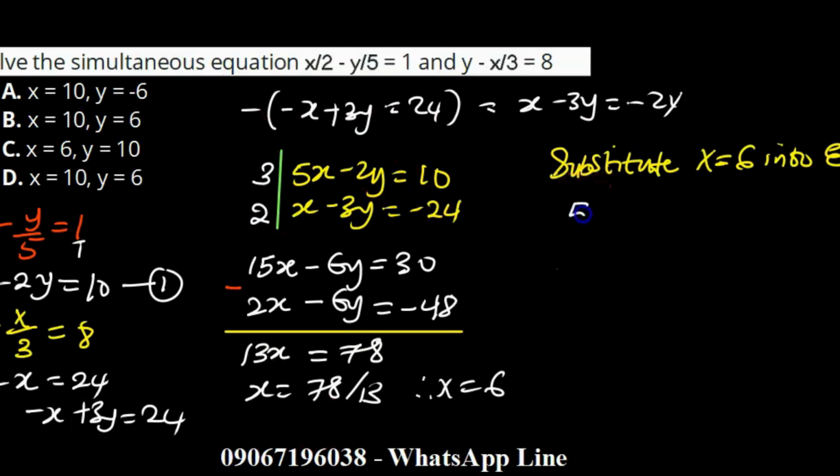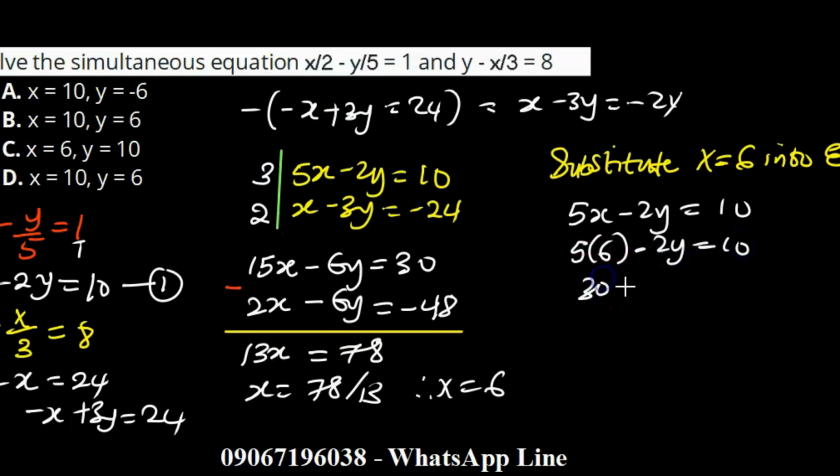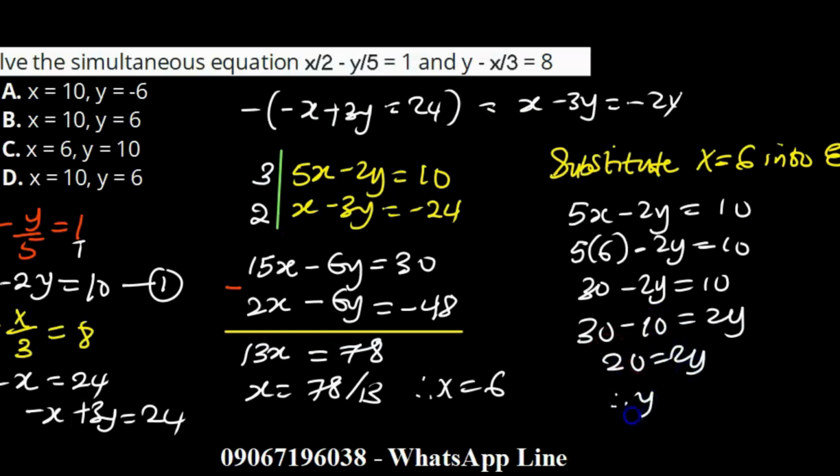If we do that, this is going to give us 5x minus 2y is equal to 10. 5x is 5 times 6, minus 2y is equal to 10. This is 30 minus 2y is equal to 10. So move this over here, it becomes 2y; 30 is over here, 10 comes out and becomes minus 10. This is going to give us 20 is equal to 2y. Therefore, y is equal to 20 divided by 2, which is equal to 10.